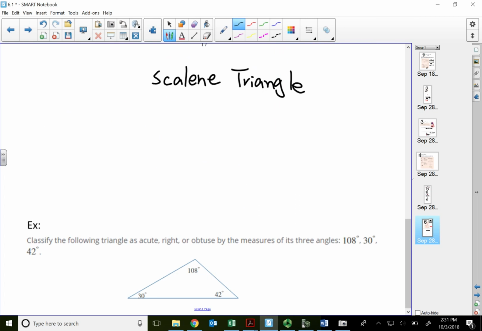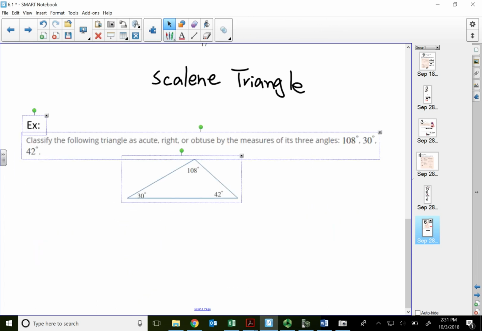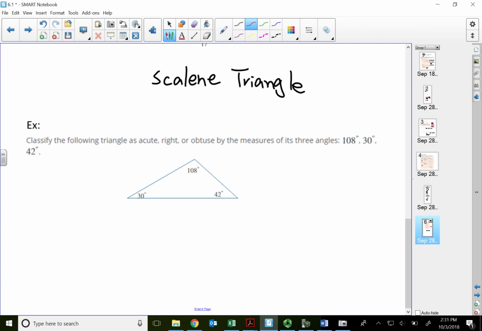All right. So if I have a triangle with 30 degrees, 42 degrees, and 108 degrees, all three add up to 180. Well, that means I'm using angles to classify this triangle. And since one of them is greater than 90 and less than 180, this triangle has to be an obtuse triangle. So just quickly reviewing how we can classify triangles using sides and angles.